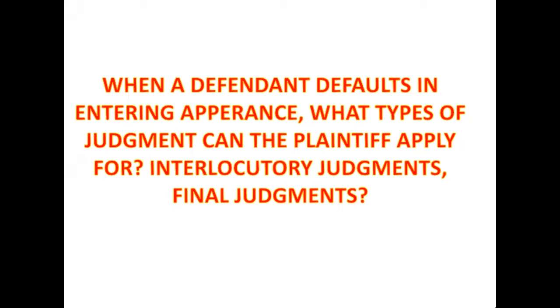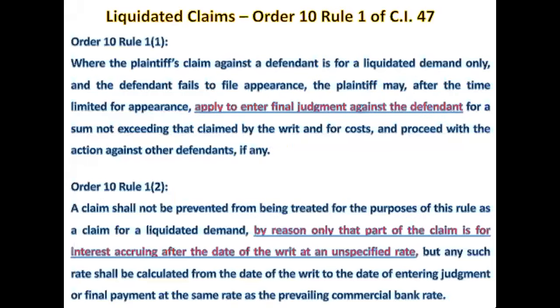The types of judgments a plaintiff can apply for if a defendant defaults in entering appearance. The first type we'll look at will be liquidated claims. In other words, if the claim you have against the defendant is for a liquidated claim, it's for 500,000 cedis, 600,000 cedis, it's for a fixed amount of money, what we can describe as a liquidated claim. The rules say that if the defendant defaults in entering appearance, as plaintiff, you can apply for what you call final judgment against the defendant.